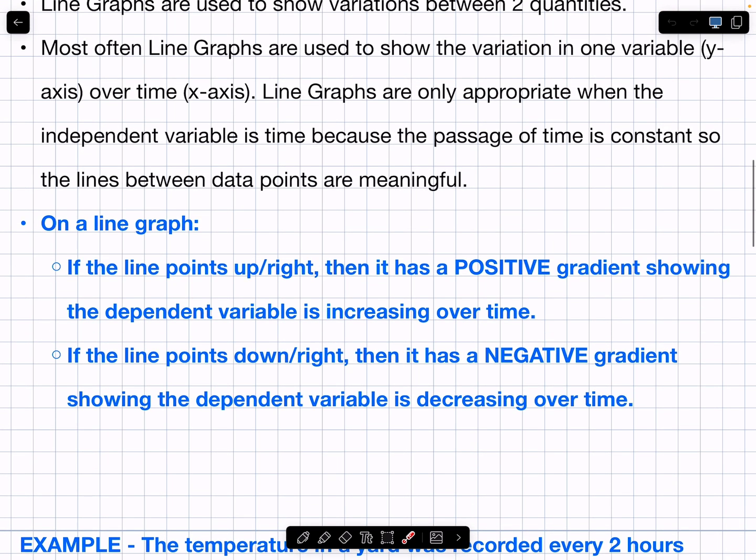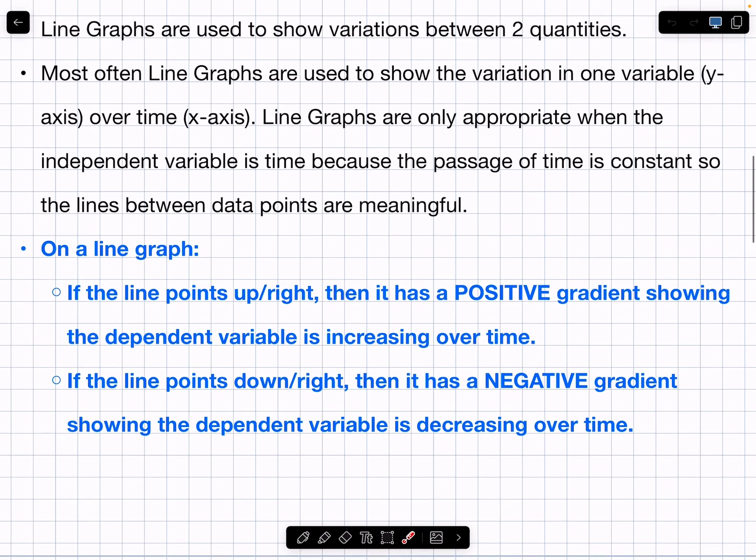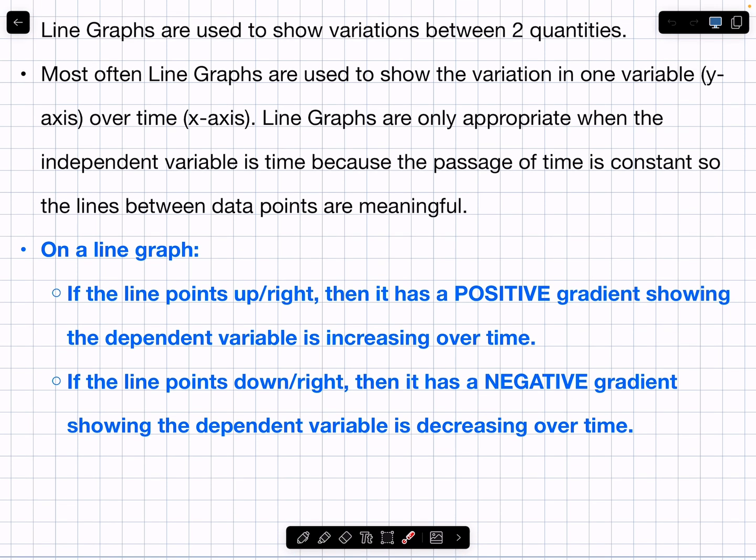So on a line graph, if the line points up to the right, then we say it has a positive gradient. If the line points down to the right, then it has a negative gradient, showing that the independent variable is decreasing over time. So I'll give you a few moments to get down to there to talk about positive and negative gradient. Then I'll do an example, and then lesson 2.